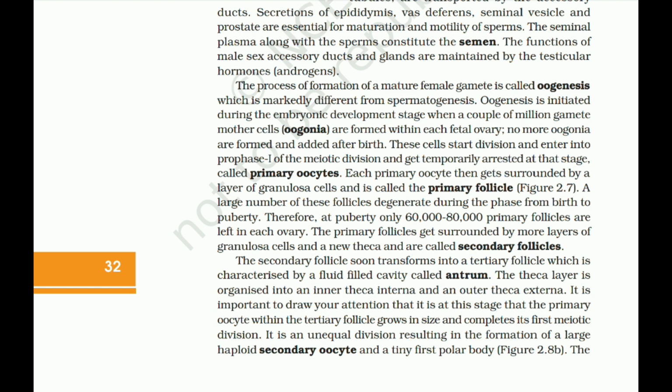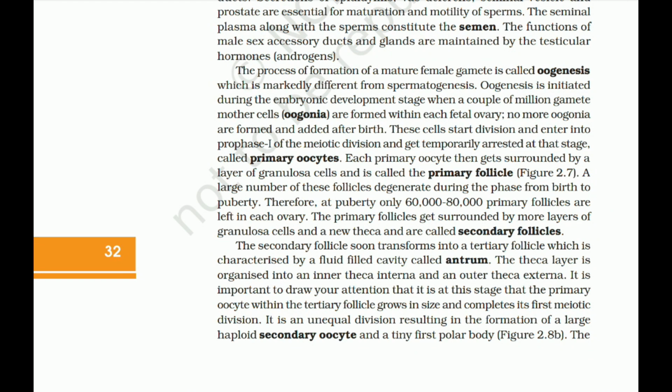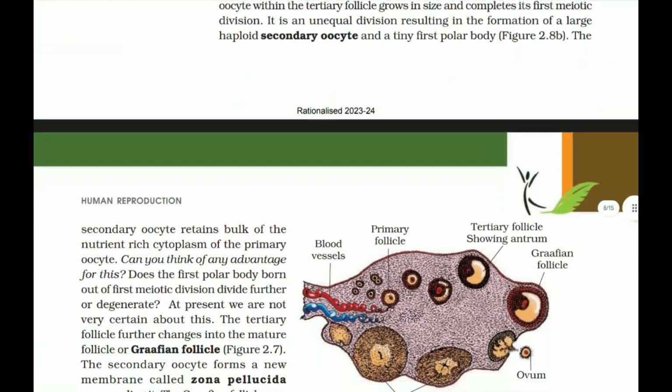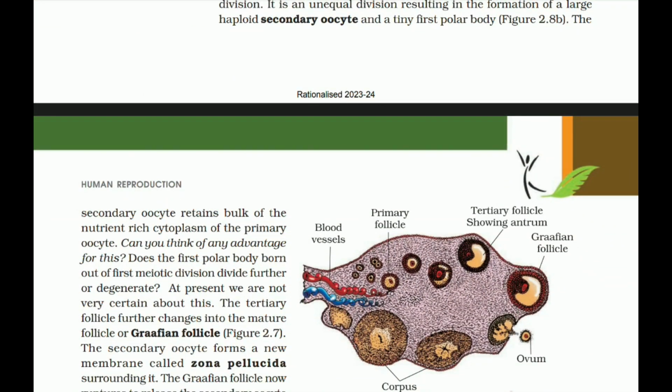It is important to draw your attention to the fact that it is at this stage that the primary oocyte within the tertiary follicle grows in size and completes its first meiotic division. It is an unequal division resulting in the formation of a large haploid secondary oocyte and a tiny first polar body, figure 2.8b. The secondary oocyte retains the bulk of the nutrient-rich cytoplasm of the primary oocyte.